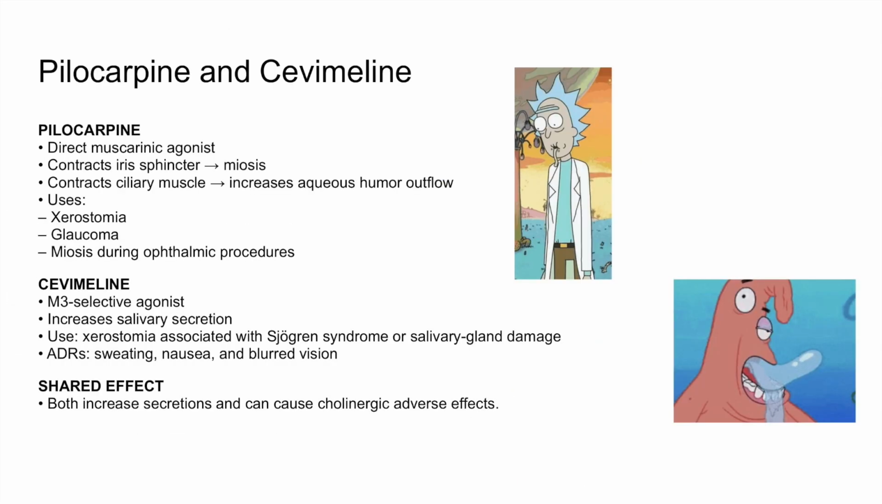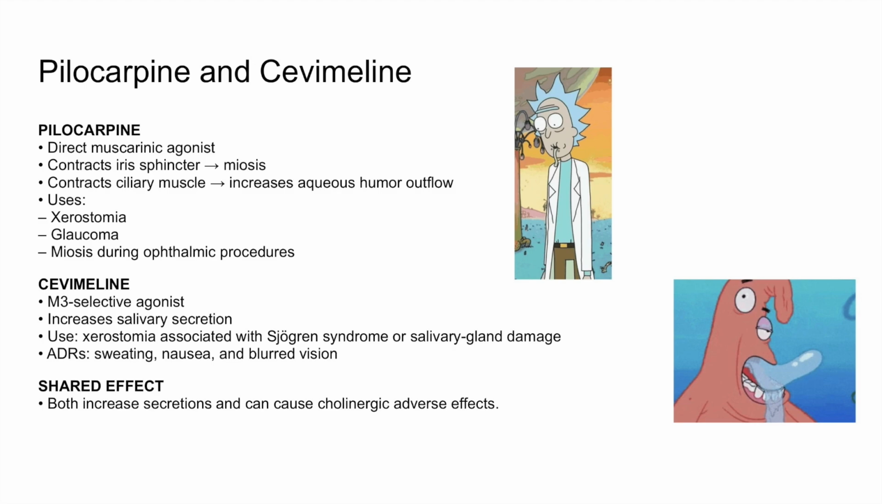So moving on. All right, so pilocarpine and cevimeline. Pilocarpine and cevimeline are direct muscarinic agonists as well, and they are especially useful for increasing glandular secretions. Pilocarpine also has important ocular effects. It contracts the iris sphincter, producing miosis, and contracts the ciliary muscle, which facilitates aqueous humor outflow through the trabecular pathway. So it can therefore be used in glaucoma and to produce miosis during certain ophthalmic procedures.